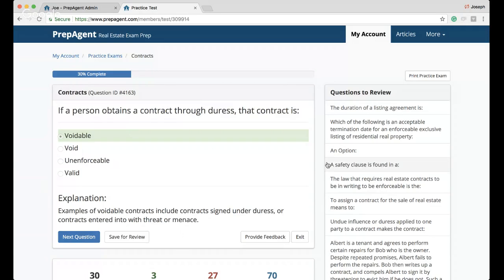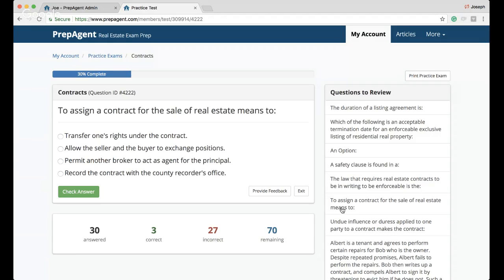Okay, moving right along. To assign a contract for the sale of real estate means to: transfer one's rights under the contract, allow the seller and the buyer to exchange positions, permit another broker to act as an agent for the principal, or record the contract with the county recorder's office. What does that mean?